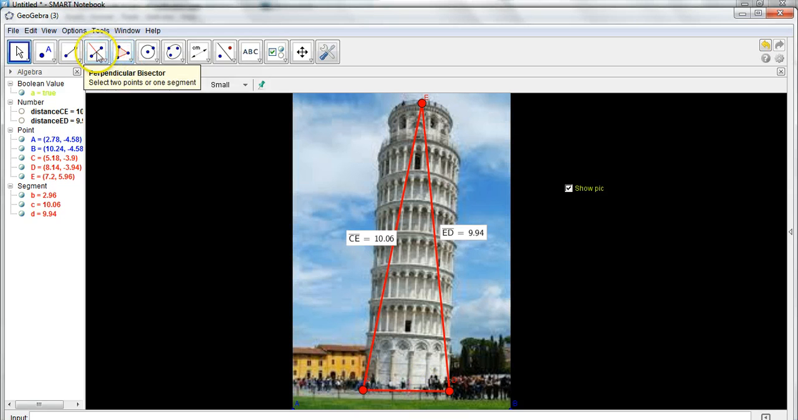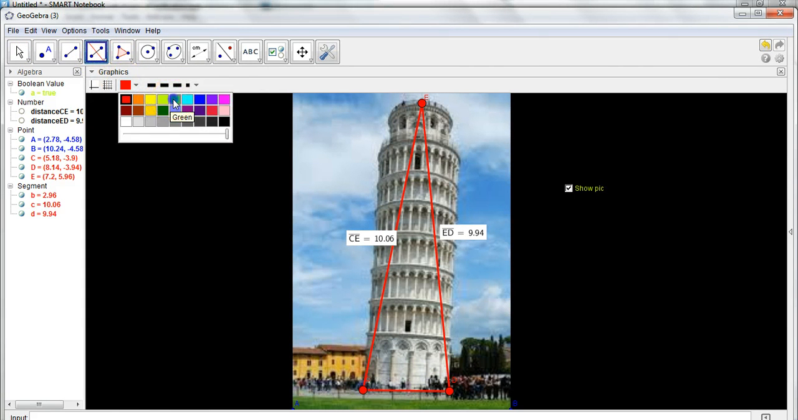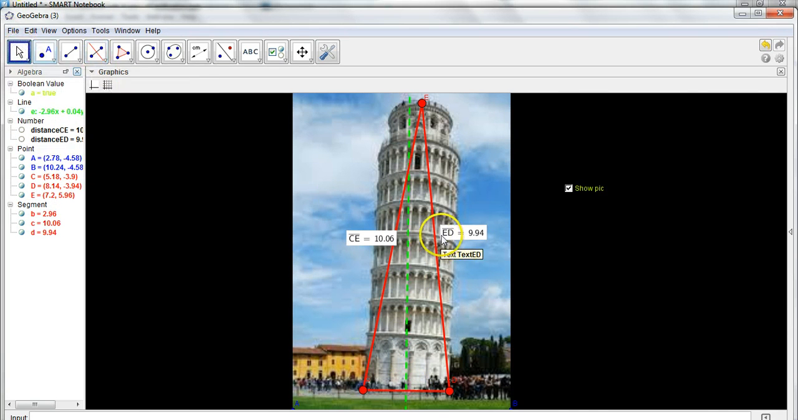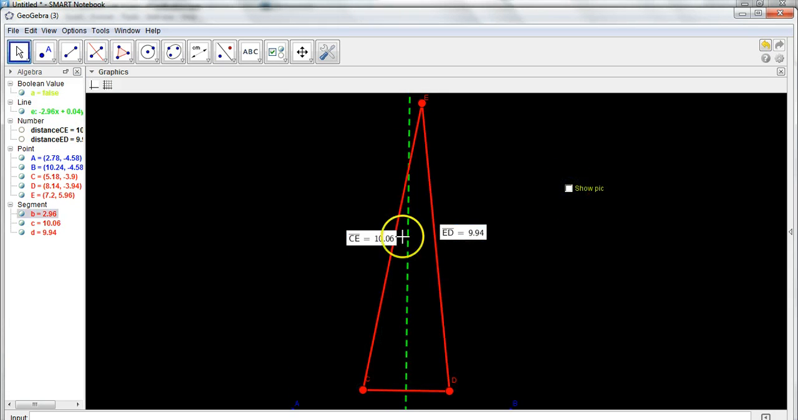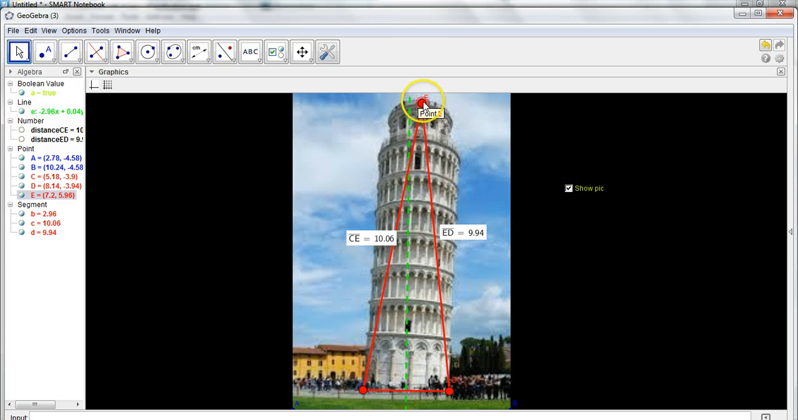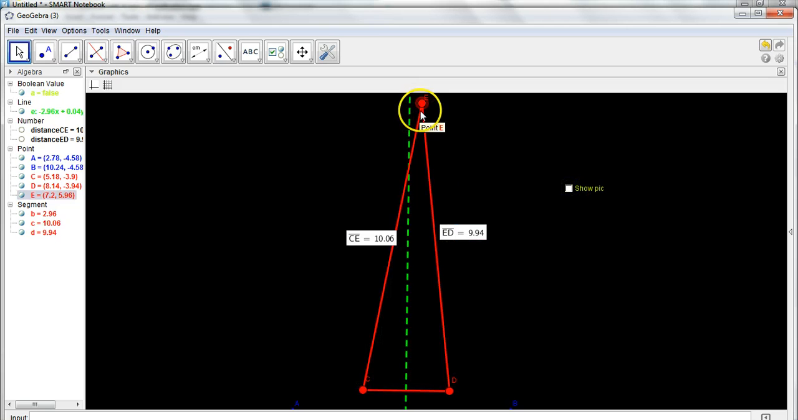Okay? So I'm going to use GeoGebra's construction tool here, the perpendicular bisector tool, and I'm going to actually construct our perpendicular bisector of this segment. So I hope you can see this green dotted line that showed up. I'll hide the picture now, where this green dotted line is the perpendicular bisector of this segment CD. And notice that point E, that is the centerpiece, the top of our Tower of Pisa, is not on that perpendicular bisector because its distance is not the same to the endpoints. And that's an example of the perpendicular bisector theorem and how we can use it.